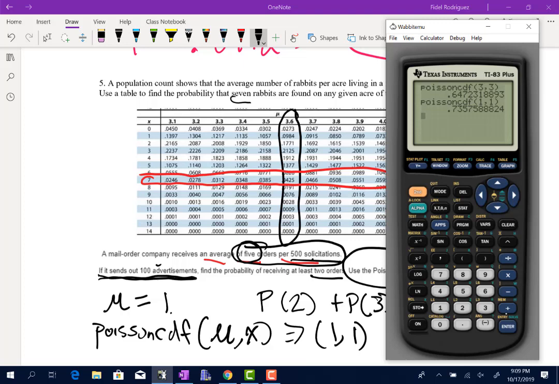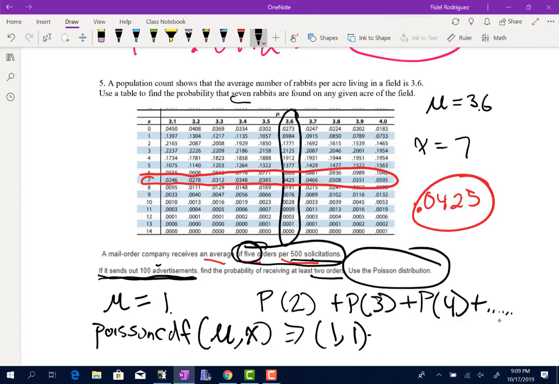And I come up with that, right? But that's telling me either none or one. And if I want to know 2 or more, then I have to do 1 minus what? Yeah, 1 minus my answer. And I'm coming up with 0.2642.